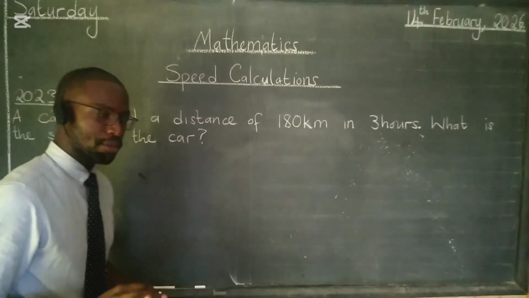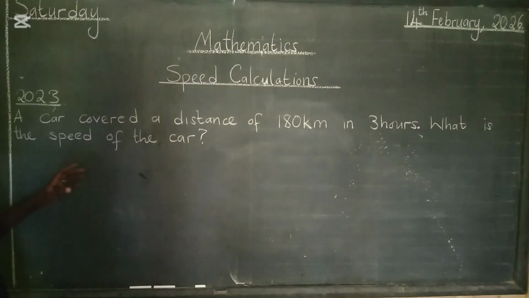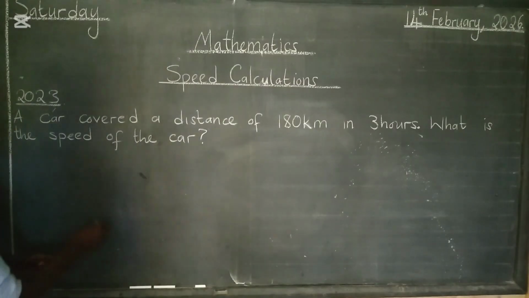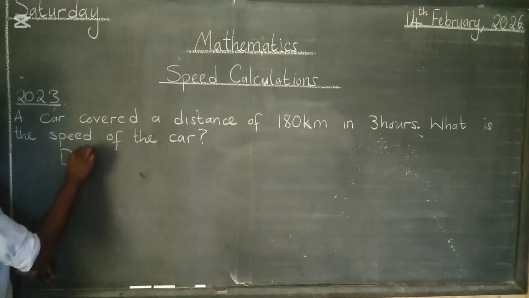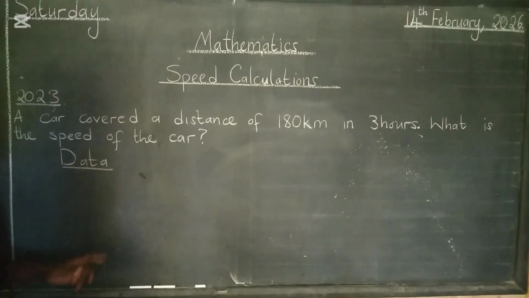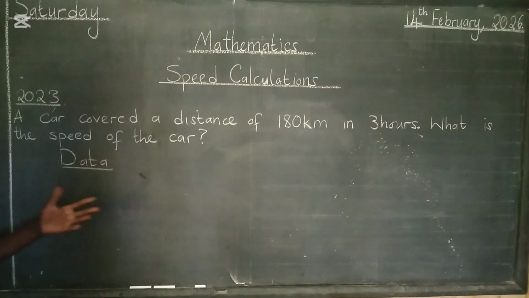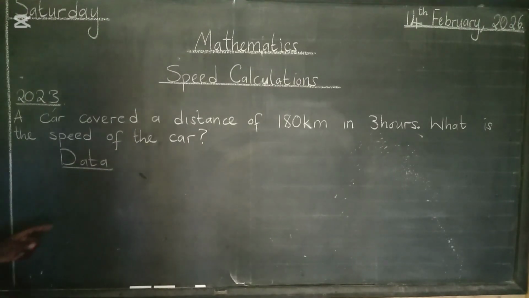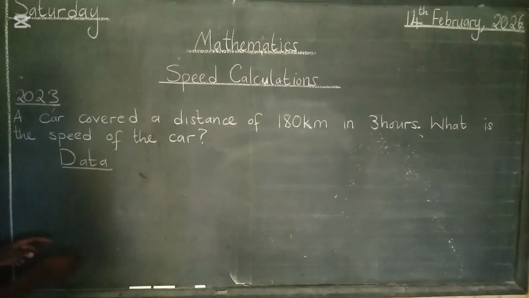So this question is coming from a 2023 paper, and it said a car covered a distance of 180 kilometers in 3 hours. What is the speed of the car? This one is very, very easy to calculate, especially if you first of all collect data. What is data? This is the important information that we need to solve the question. Where do we get this? From the question itself. So the question is saying the distance of 180 kilometers.